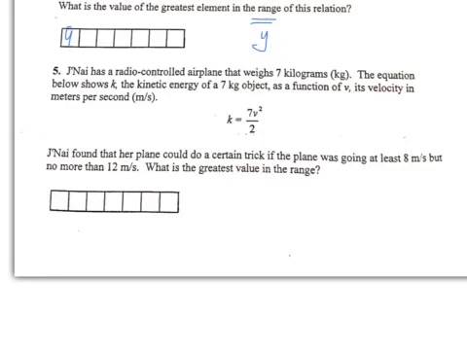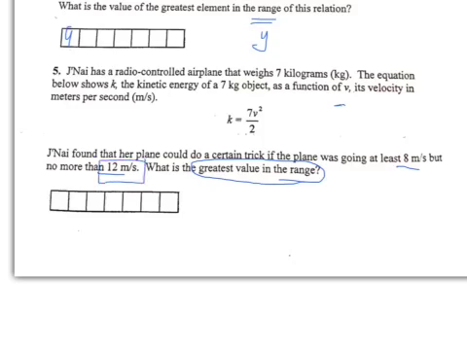And in number 5, we have a question that has to do with velocity, which we are told is in v. V stands for our velocity. And the velocity is at least 8, but no more than 12. And our question is, what is the greatest value in the range? The range would occur when the velocity is the highest, so that would mean at 12 meters per second.